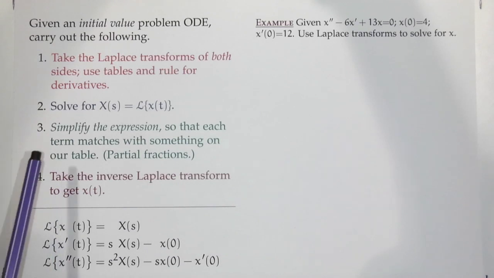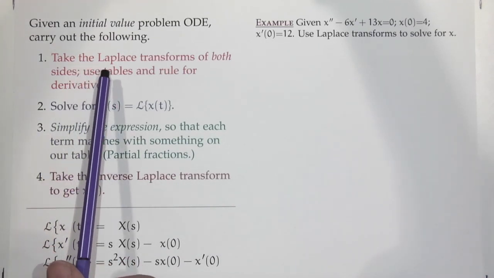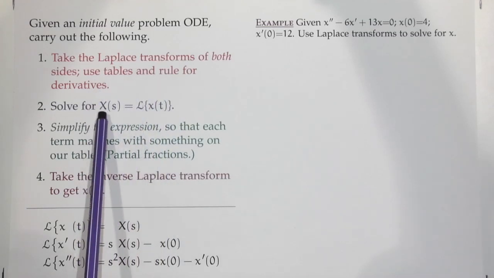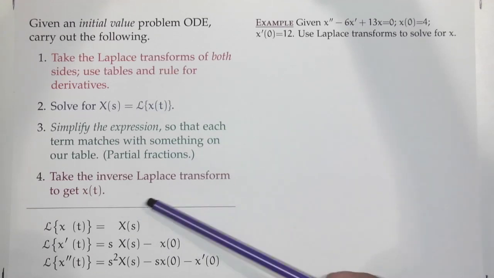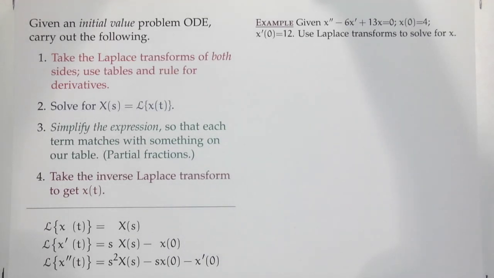So we basically say, okay, we've turned our problem into an algebra problem in step 1. We do the algebra problem in step 2, well, some of it. The algebra problem in step 2 is isolate your X of s. Then, of course, the really fun algebra part is to simplify the expression. And when we say simplify, we want to be able to go back. Looking ahead, step 4 says take the inverse Laplace transform. So we need to make sure that our pieces look like things that are on our table, because that's the only hope we have of taking the inverse Laplace transform.